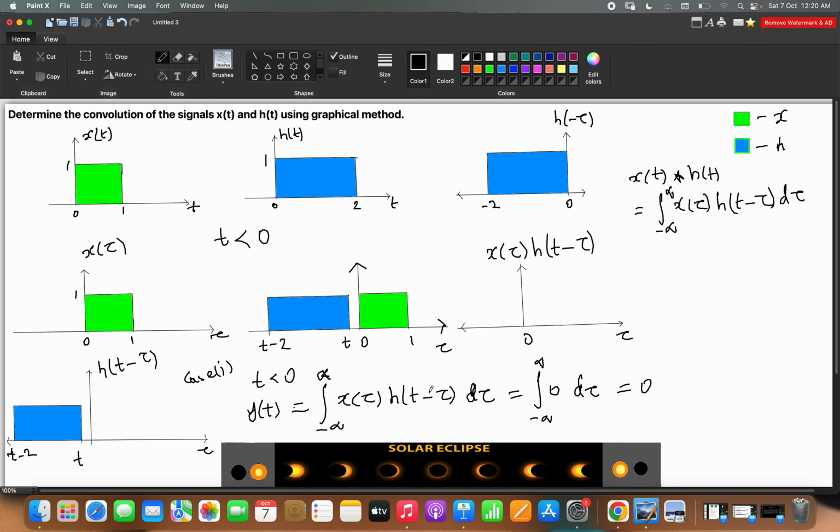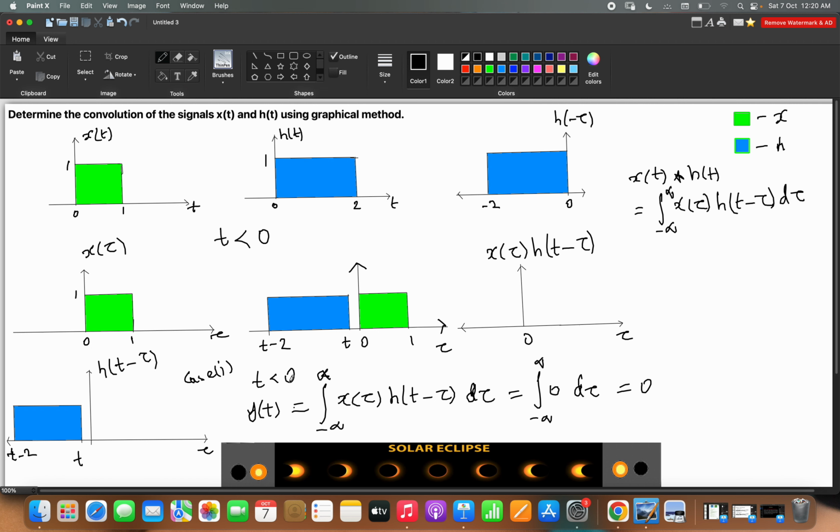overlapping region. We can easily understand the convolution graphical method by recalling the solar eclipse. Let us consider this green color as the moon and the blue color as the sun. So in this case, the eclipse is not happening, so there is no overlapping. So till this point the eclipse is not started, so that's why there is no common region or overlapping region. Now we found the value of y of t for t is lesser than 0, which is equal to 0.